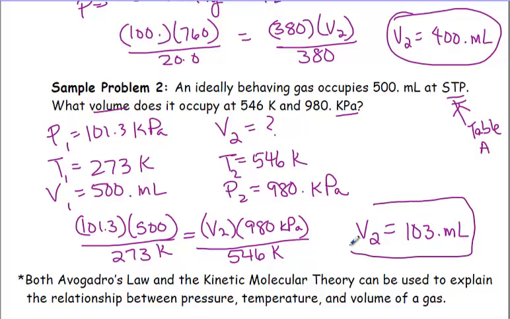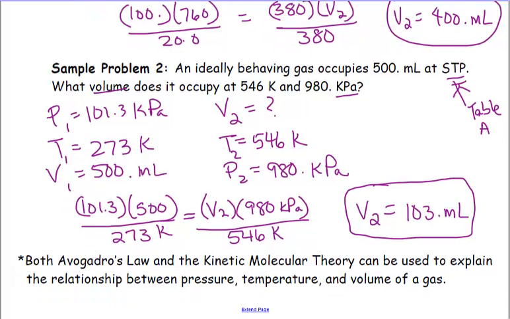Now, just to see if it makes sense, we started with 500 milliliters, and we increased the pressure, so it means you're kind of condensing it. And then the volume obviously has to get smaller because you're squishing it down. And you have greater temperature as well, so molecules are going to be speeding up as well. So both Avogadro's law and the KMT can be used to explain the relationship between pressure, temperature, and volume of a gas.